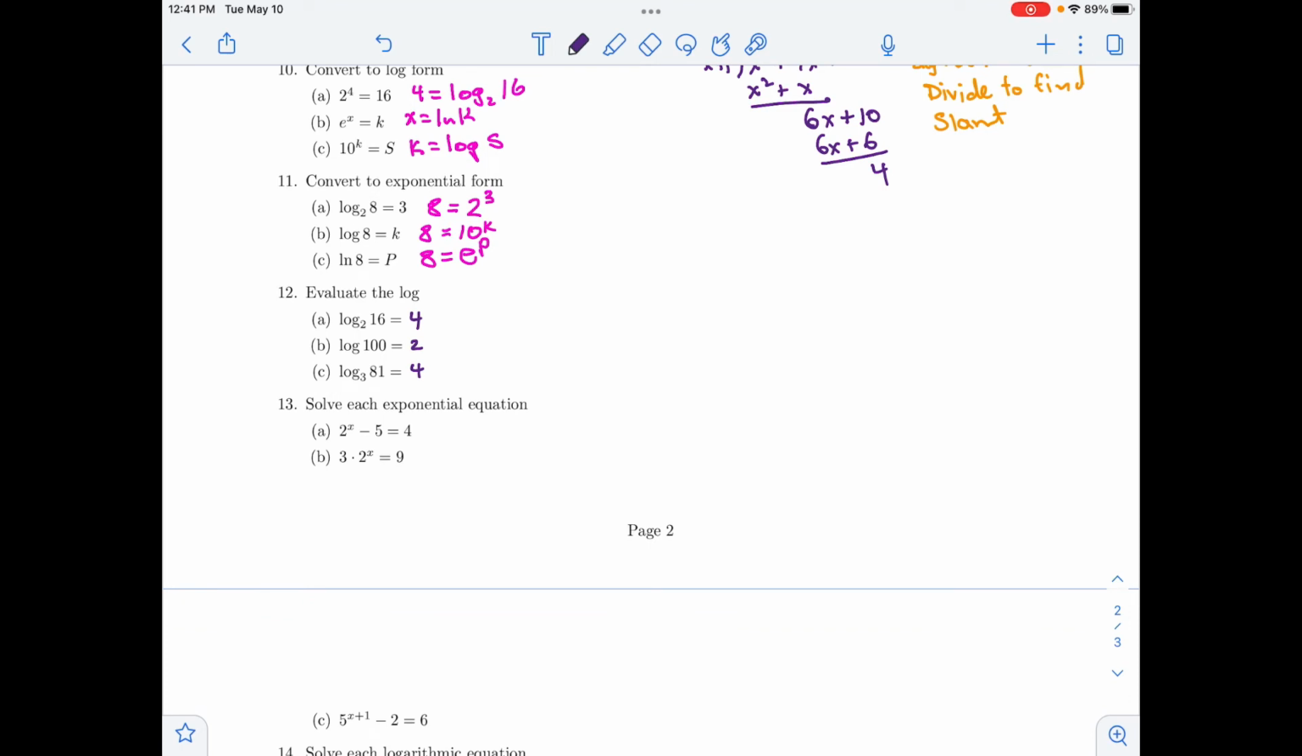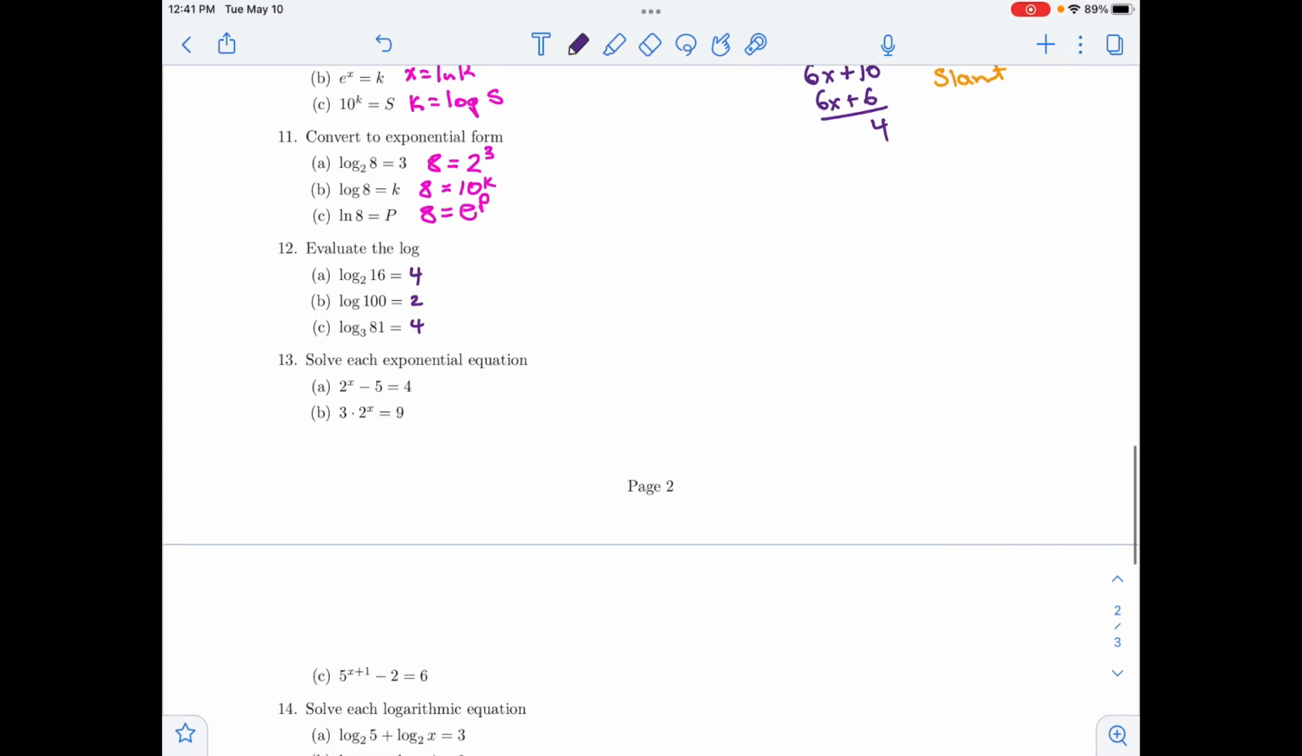Okay, now we want to solve each exponential equation. Remember, you isolate. So we have 2 to the x is equal to 9. Log, bring around the x, and solve. Yeah, there it goes. Isolate, log, and solve.